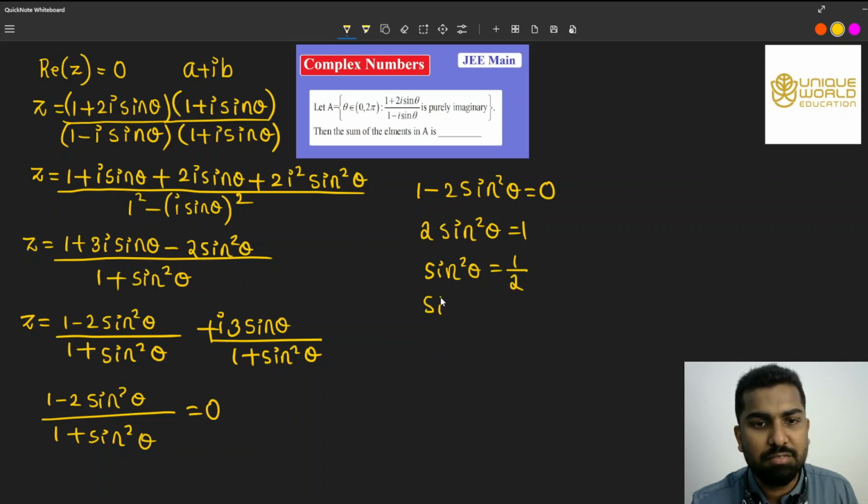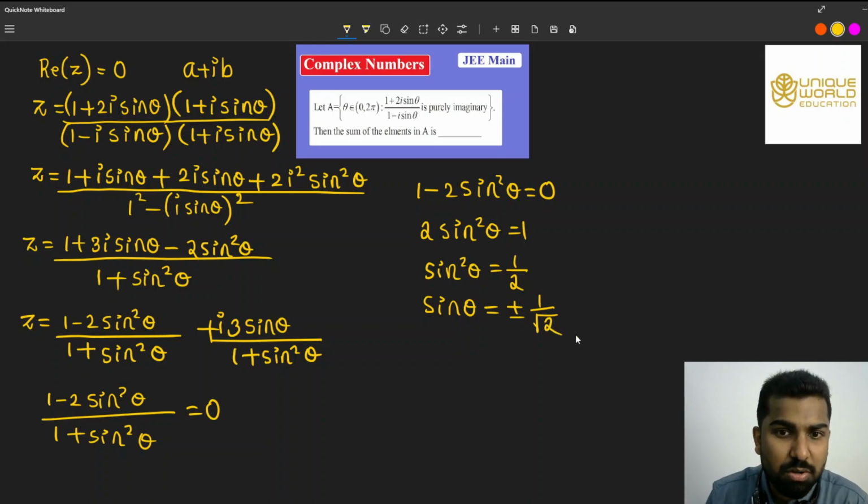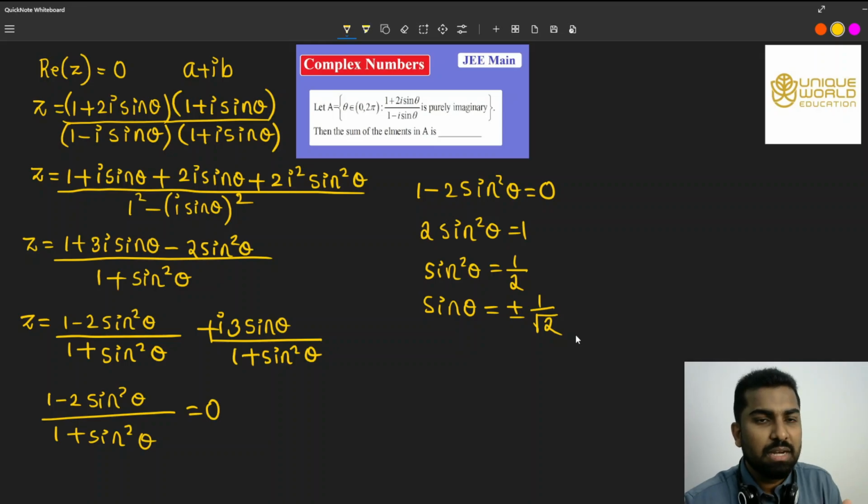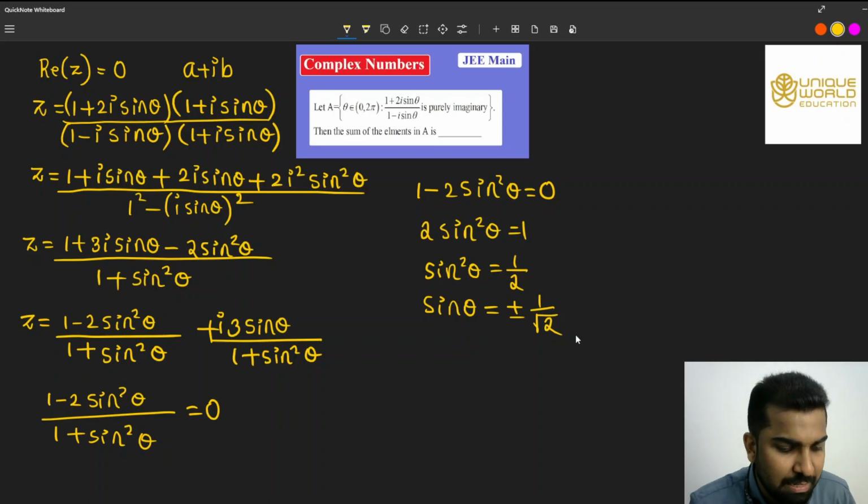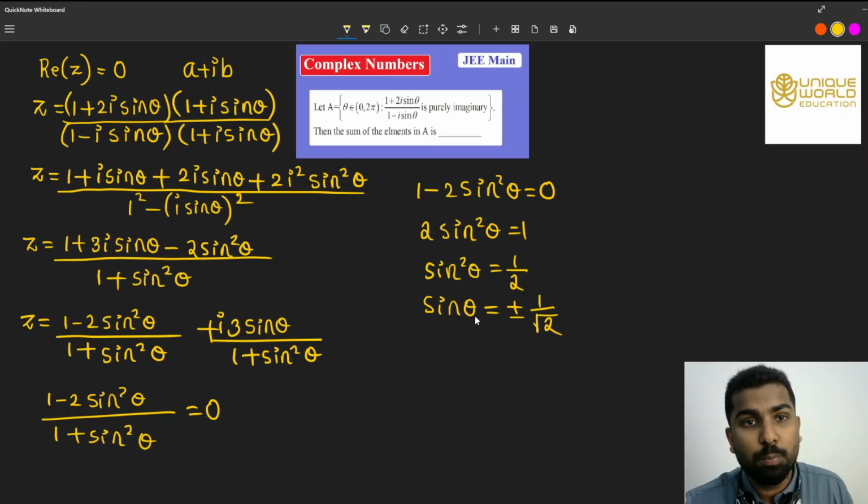That means sin theta will be equal to plus or minus 1 divided by root 2. Now we have to check the interval. Theta belongs to 0 to 2 pi. If theta belongs to 0 to 2 pi and sin theta is plus or minus 1 by root 2, what are the values that will come for theta?